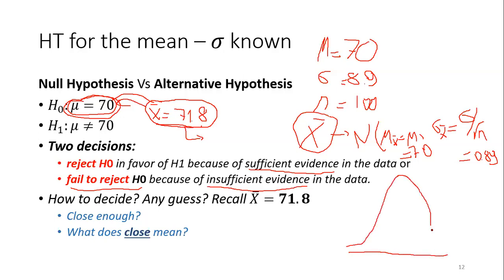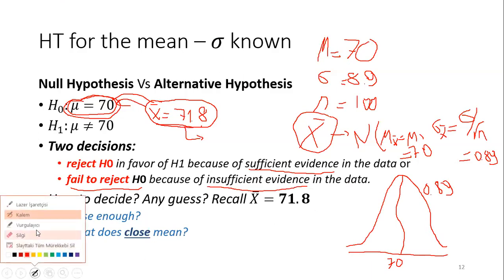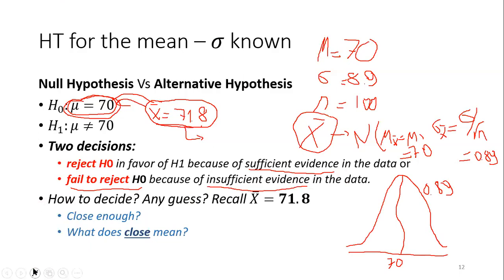This is the distribution of x bar. What is the center? The center is 70. What is the standard deviation? The standard deviation is 0.89. This is the distribution of x bar. That's great. Now, the only thing that is left is this.